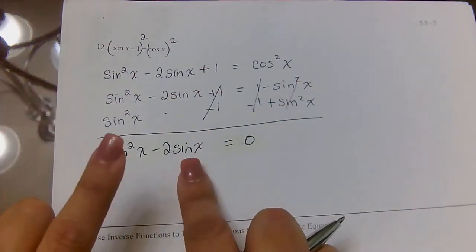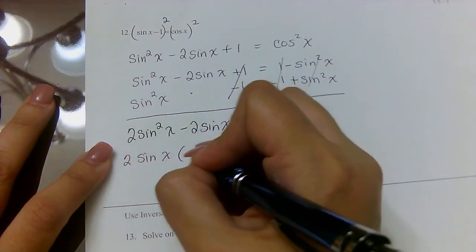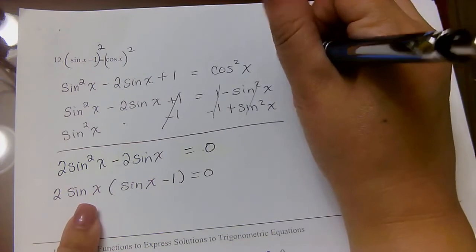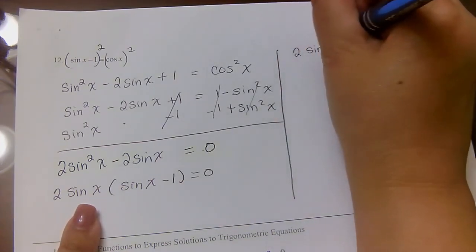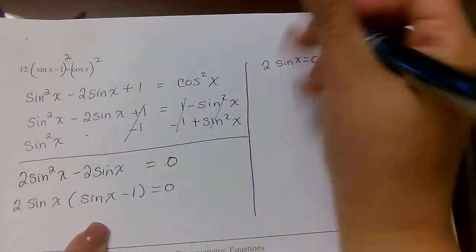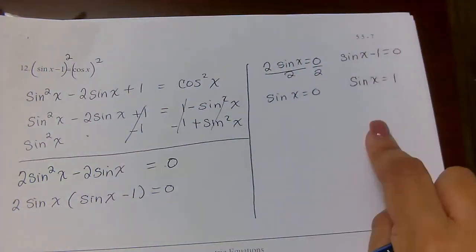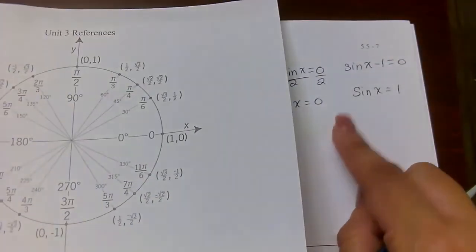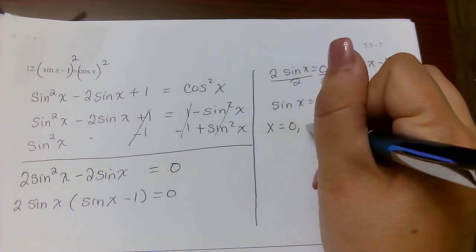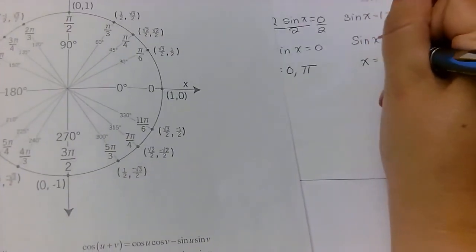Okay? When we get to this part, now you can say, what do I have in common? Oh, I have a 2 sine in common, so we're going to do 2 sine x multiplied by sine x minus 1 is equal to 0. Now I can set both of these equal to 0: 2 sine x equals 0, and sine x minus 1 is equal to 0. Divide by 2, you get sine of x is equal to 0, and over here you just get sine of x is equal to 1. So where is sine equal to 0? Hopefully you said at 0 and at pi. So x is equal to 0 and pi. Where is sine positive 1? Sine is positive 1 only at pi over 2, so x is equal to pi over 2.